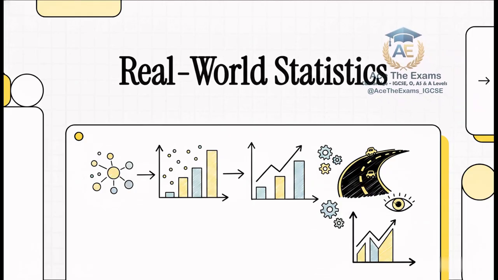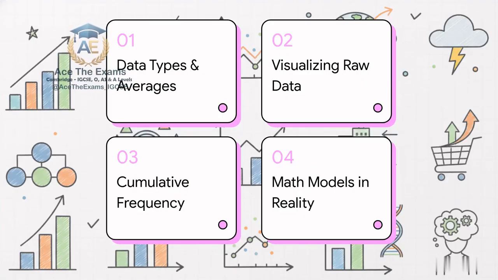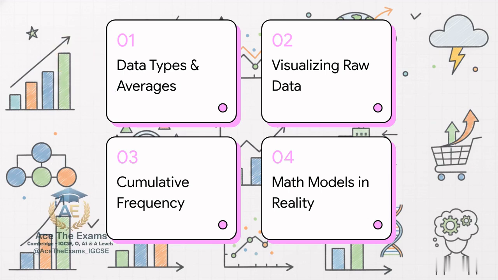changed. We're going to look at how data literally shapes the reality we live in, from the roads we drive on every morning to the exact way we read. Here is a quick look at our agenda for today. We're going to cover data types and averages, visualizing raw data, cumulative frequency curves, and finally, math models and reality.